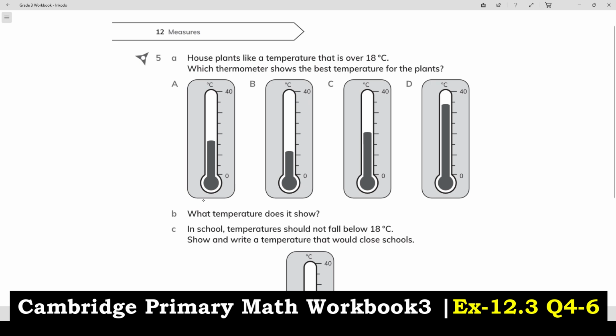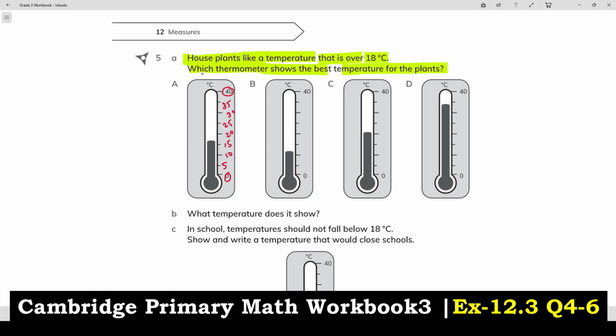Number 5: house plants like a temperature that is over 18 degrees Celsius. Which thermometer shows the best temperature for the plants? So on the thermometer, the mark has not mentioned exact degrees, like 40 degrees at the top and below 0 degrees. So we can consider this one is 0, then 5, 10, 15, 20, 25, 30 and 35, right? So all are similar.